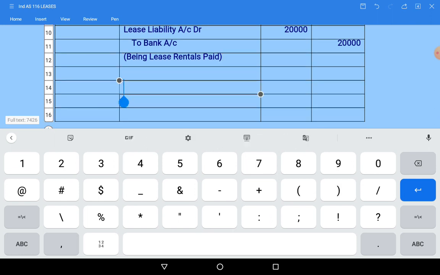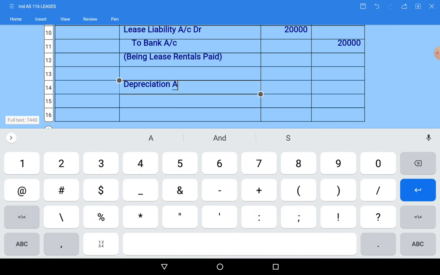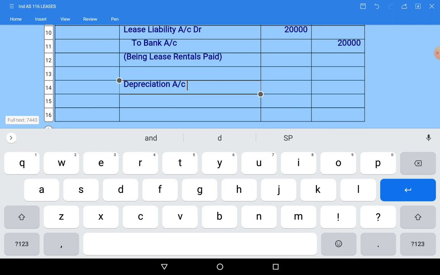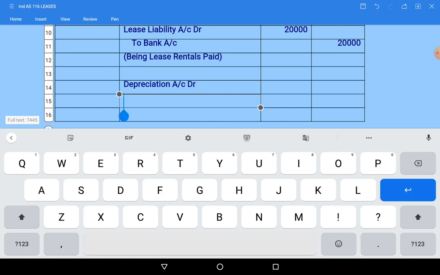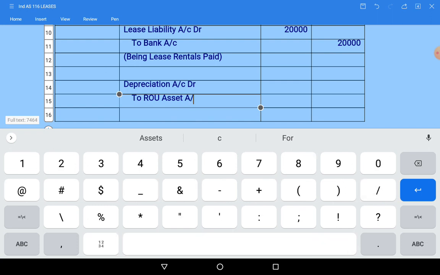Next, same time depreciation is there on the asset. Depreciation account debit. Depreciation account debit to right of use asset account, because asset value is decreasing due to depreciation.